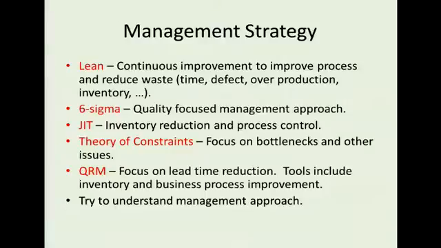So, last slide, and know this summary for this class. Lean: continuous improvement to reduce waste, time, defects, overproduction, inventory. Six Sigma: quality, process-based, just-in-time inventory reduction, process control. Theory of constraints: finding bottlenecks and other items. QRM: focusing on lead time.